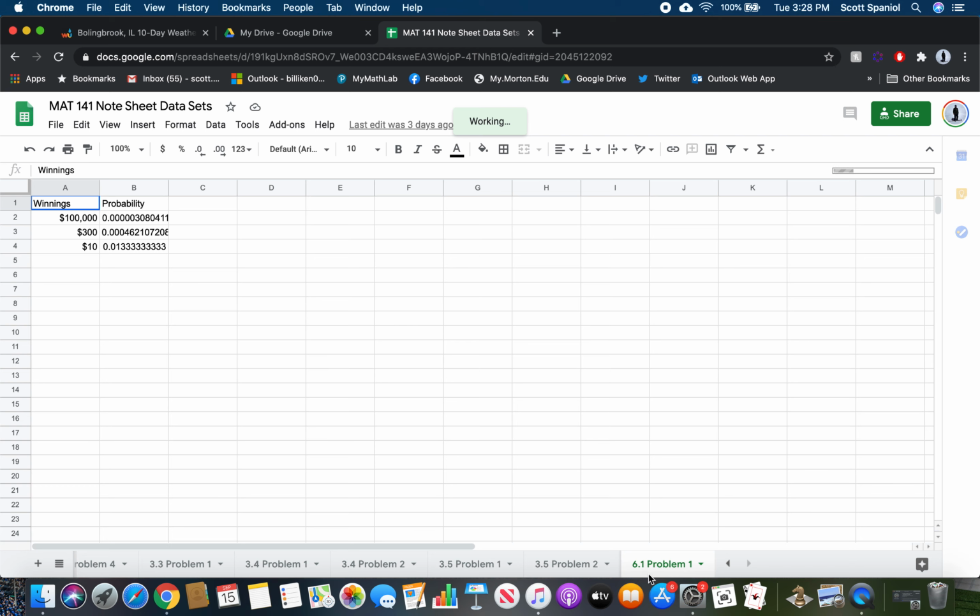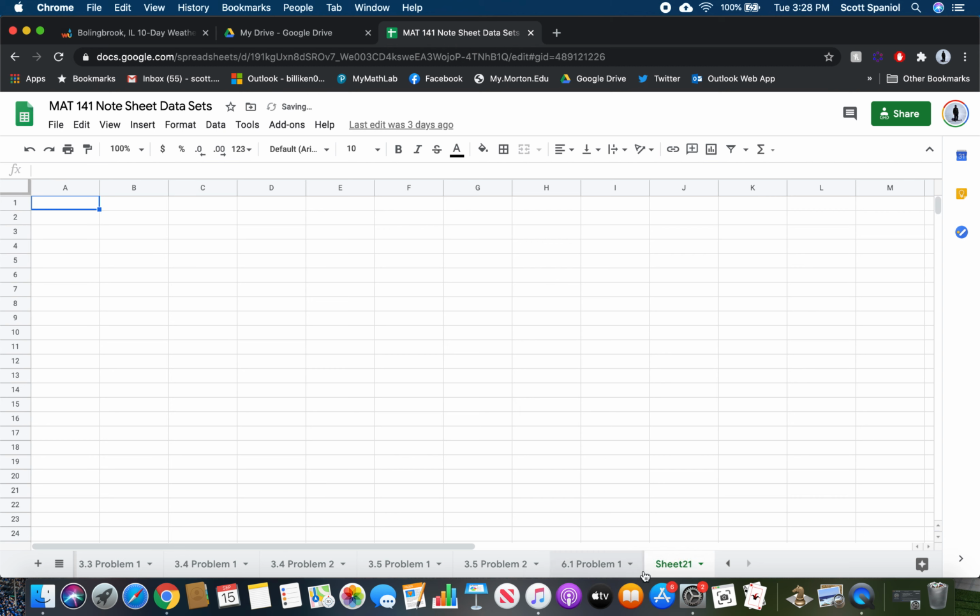Oh no, that's for another problem coming up. But let's just add another sheet here, and we can use Google Sheets to show how to do some of this calculation. I'm just going to add another sheet to our problem set and call it 6.1 problem. Actually, let's call this problem 1 because it's going to come first. I'll fix that later.